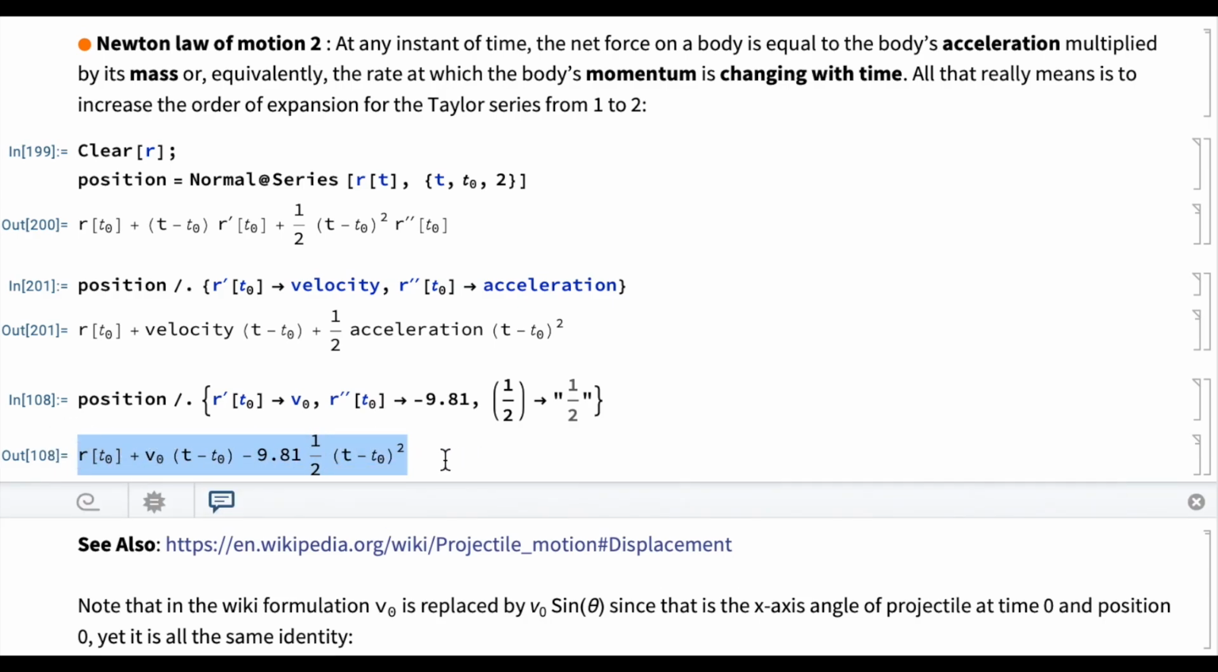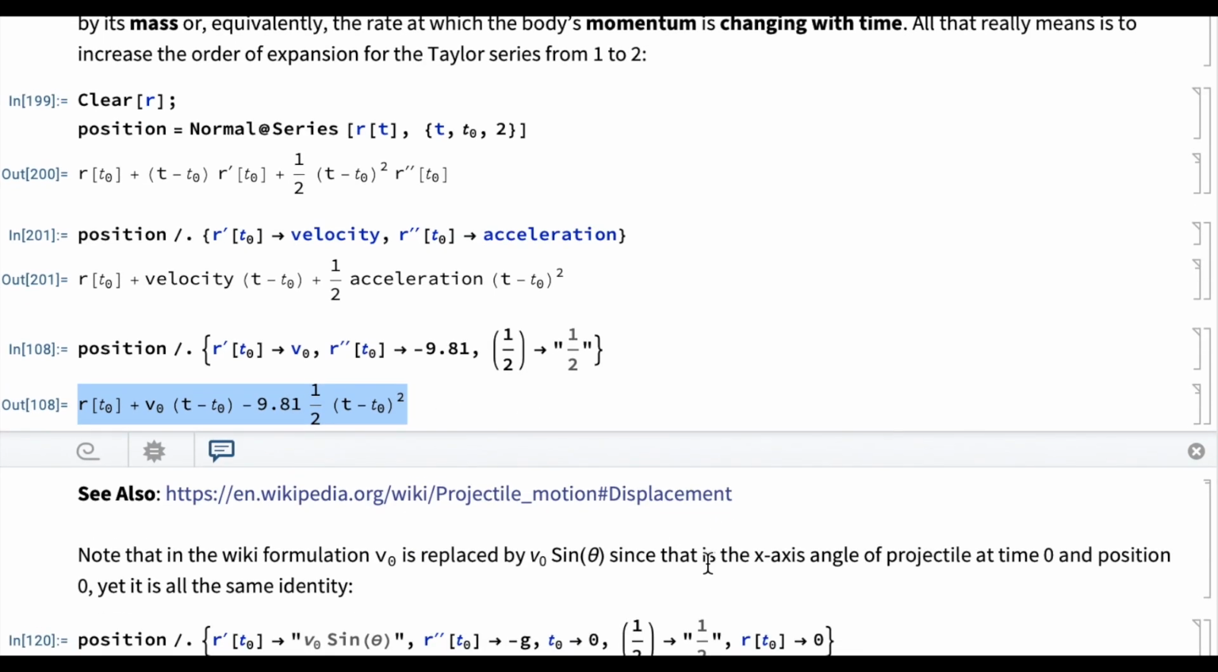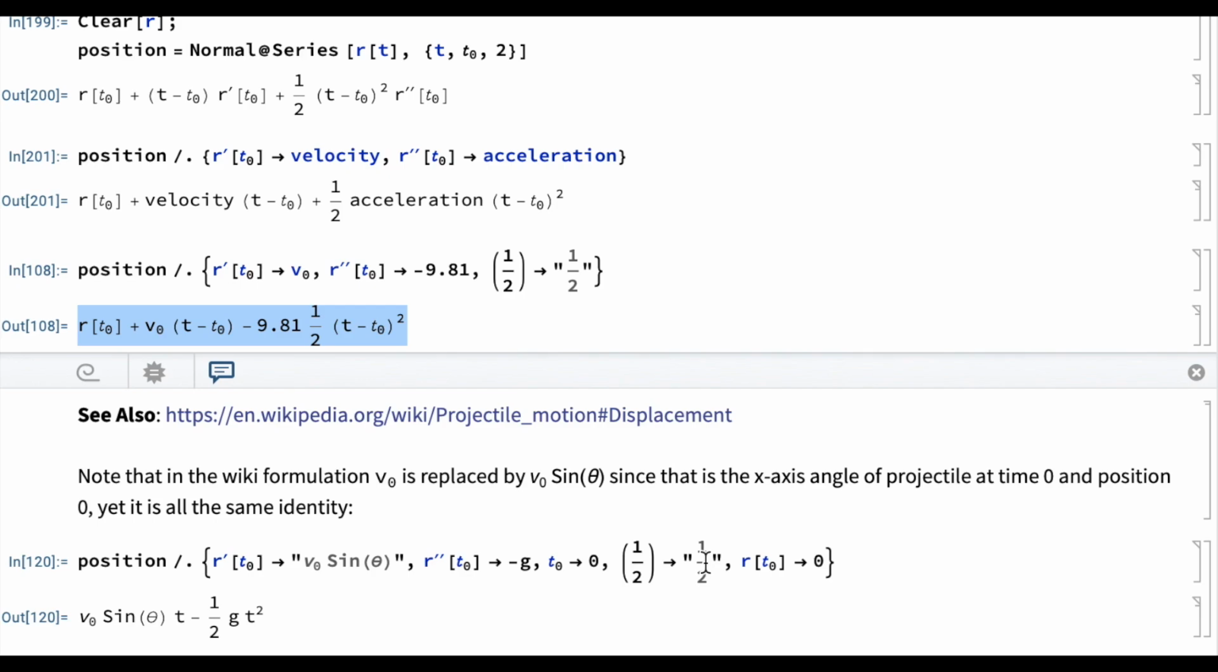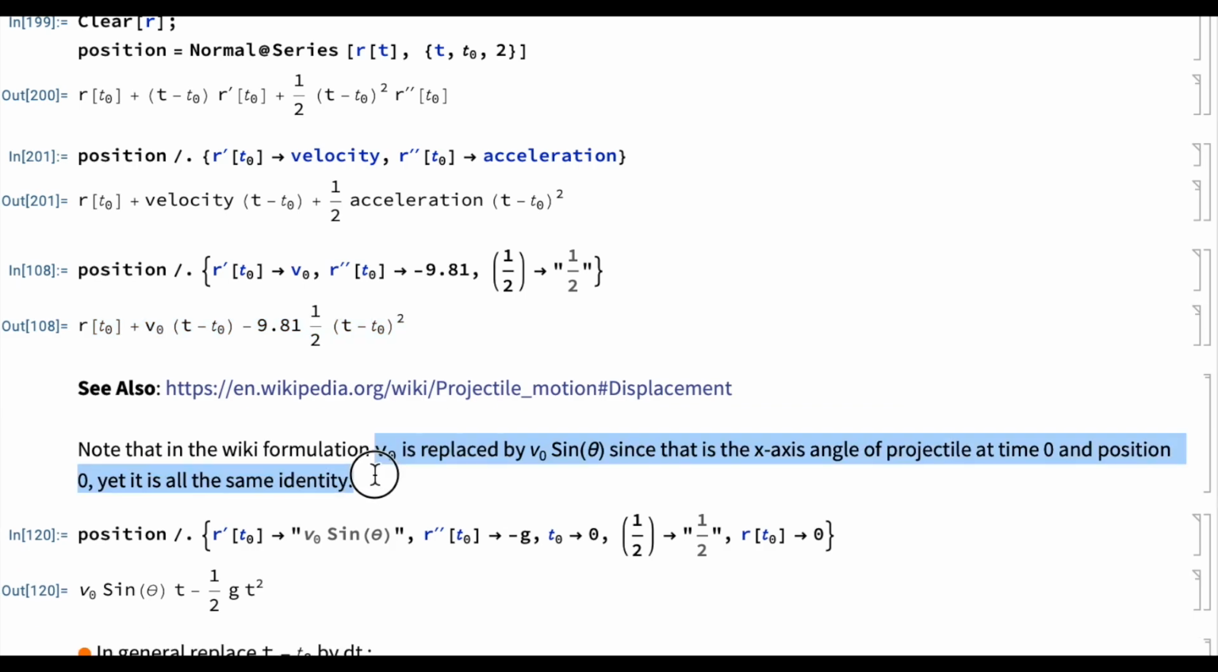And if you want to risk a few of your neurons, go to Wikipedia, and you see they have the same formulation, except there's a sine that appears in their formulation. That sine is due to the angle of the x-axis projection at time 0 being used. So actually what we meant before by V0 is V0 times sine of theta.